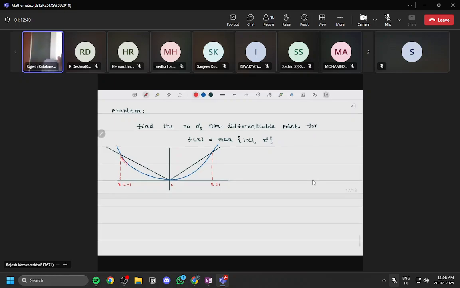We can remove x square portion. This curvy line means I am deleting this. So since I want maximum, I'm deleting the below one. If I want minimum, I'll delete the above one. Clear? Now after 1 or before minus 1, x square is clearly lying above the mod x. So mod x, we are removing now. After doing this, the graph looks like this.